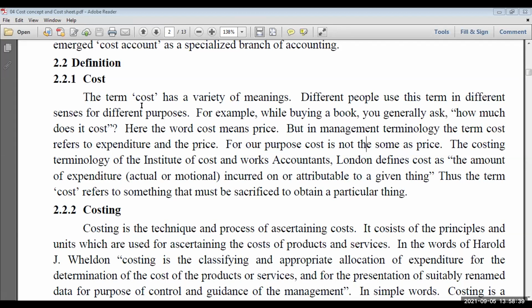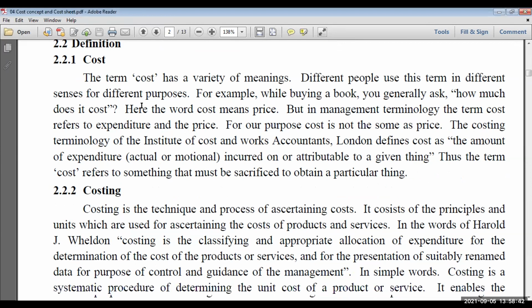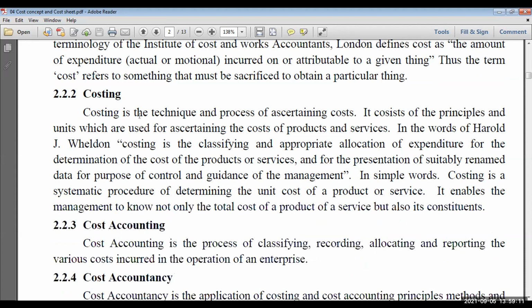Look at this PDF file. I have defined the cost here. Cost is nothing but any expenditure that is spent on buying anything or any service. Cost refers to something that must be sacrificed by one person or one company to obtain a particular thing. So what is costing?